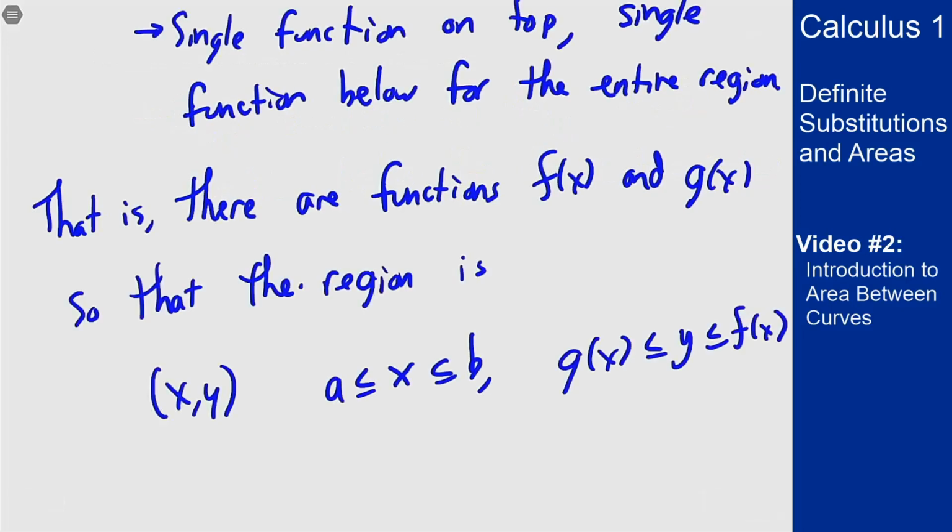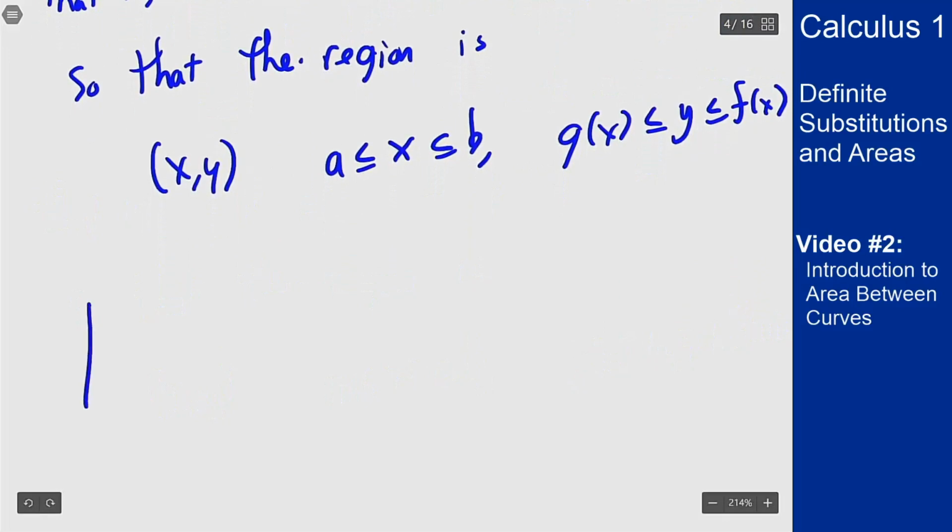It is all points in the x-coordinate between a and b, and the y-coordinates between g of x and f of x for those two functions f and g. Right? Something like here's a, here's b, and I have my function f that sits on top, my function g that sits on the bottom, and that gives me a region.